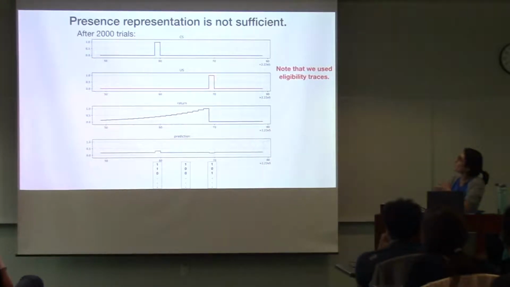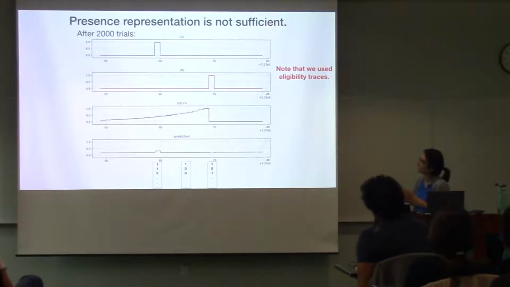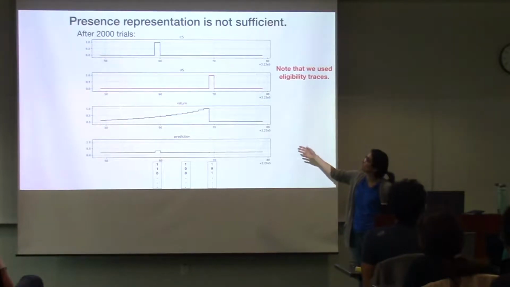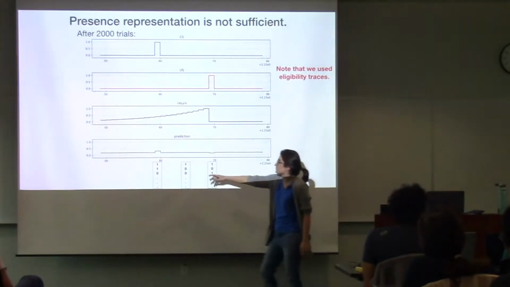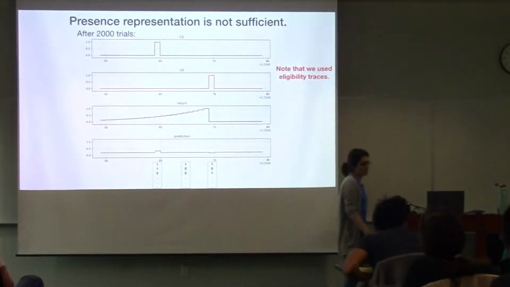And note again that we did use eligibility traces. So eligibility traces do not help us to fill the gap. They just help to understand that there is some relationship between the CS and US, and that's why this thing is happening, but it's not enough.